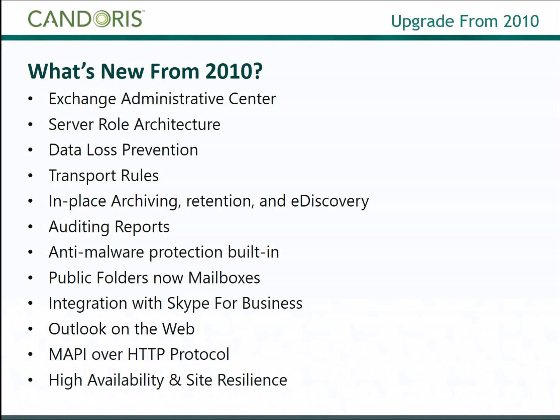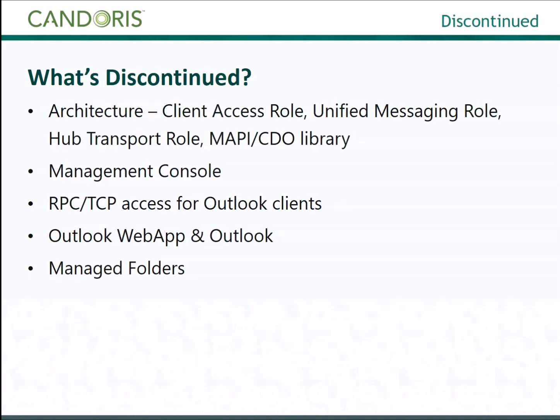High availability and site resilience. The high availability platform, the Exchange Information Store, and the Extensible Storage Engine, or ESE, have all been enhanced to provide greater availability, easier management, and to reduce costs. With all the new functionality comes discontinued or deprecated features.